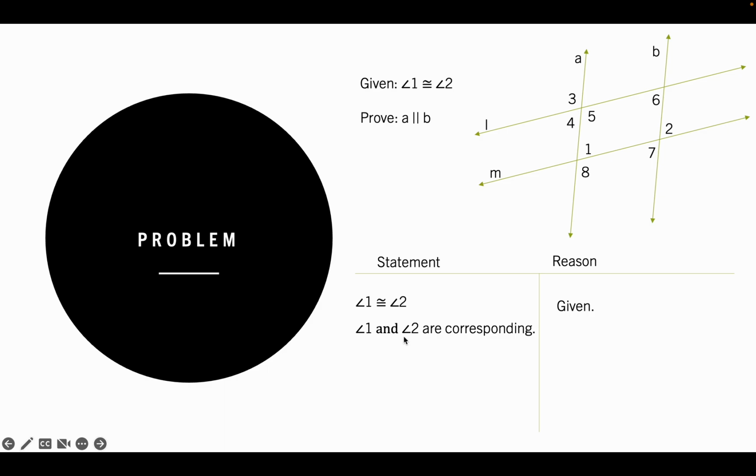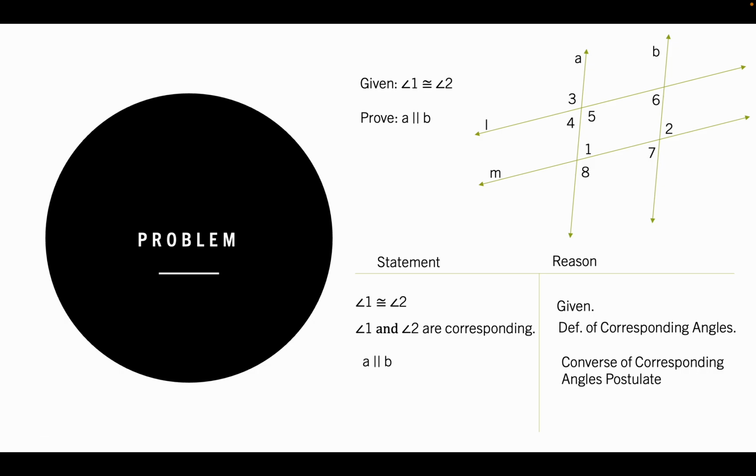Angle 1 and angle 2 are corresponding by the definition of corresponding angles. Line A is parallel to line B by the converse of corresponding angles postulate. So there you go. It is proven.